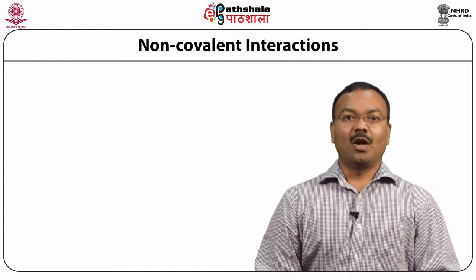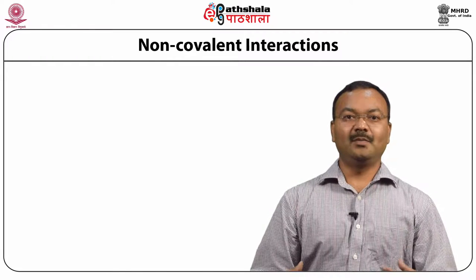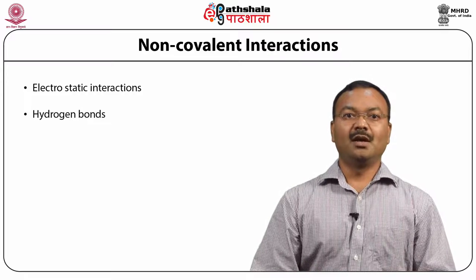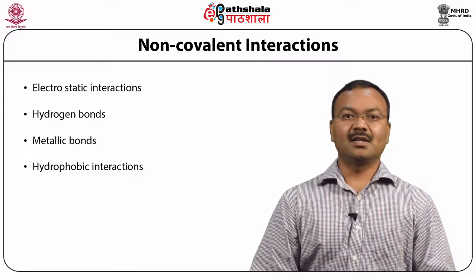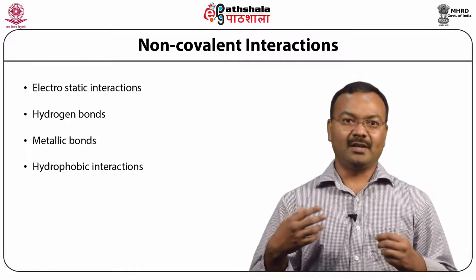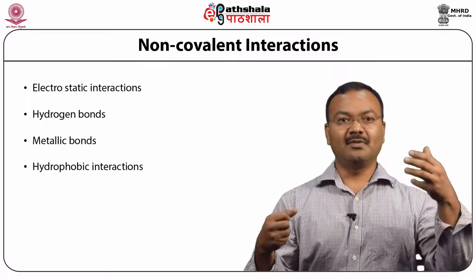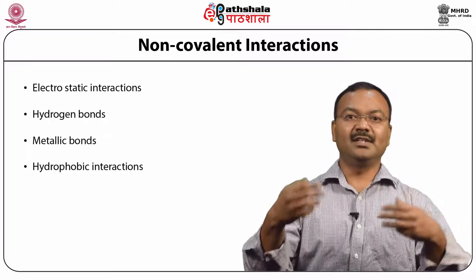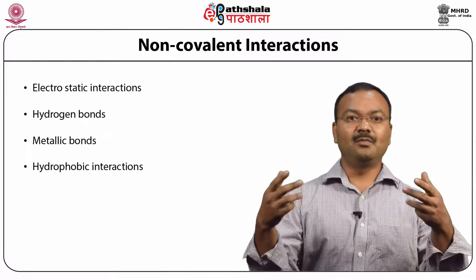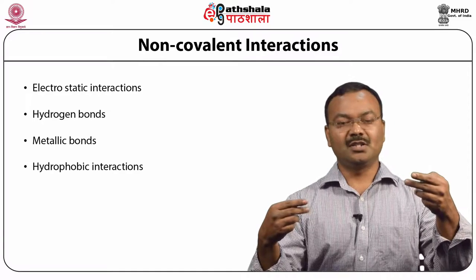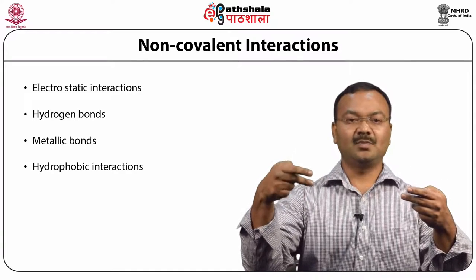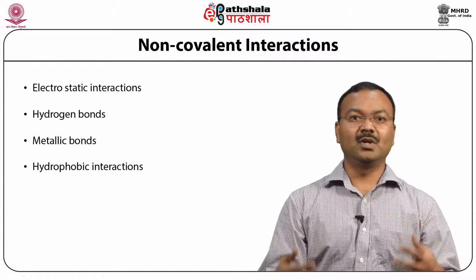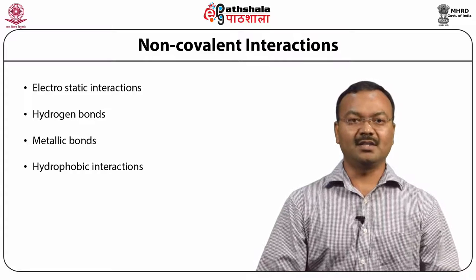Non-covalent interactions. All these protein structures are stabilized basically by several non-covalent interactions. The electrostatic interactions, hydrogen bonds, metallic bonds, and hydrophobic interactions are the major dominant non-covalent interactions. Electrostatic interaction is where a positive charge residue interacts with a negative charge residue. I will describe further details in the next slides, but for example, the arginine positive charge residue interacts with glutamic acid or aspartic acid, a negative charge residue, to form salt bridges, which we can call electrostatic interactions.